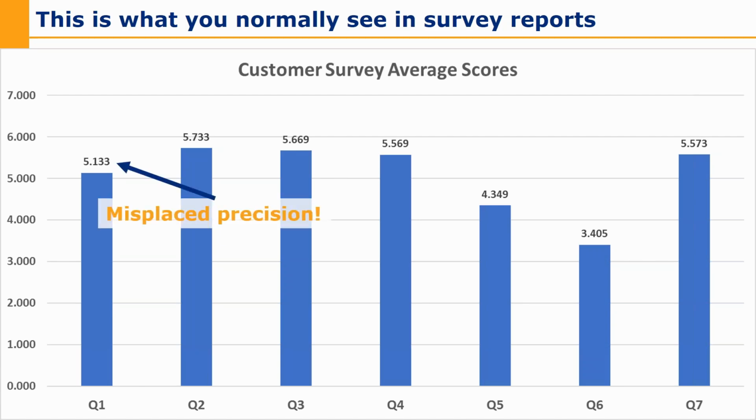Just too much precision. These numbers are not that precise. You'll see in a few minutes that these numbers are 5.1 plus or minus about a half a point. So putting 5.133 doesn't make any sense.